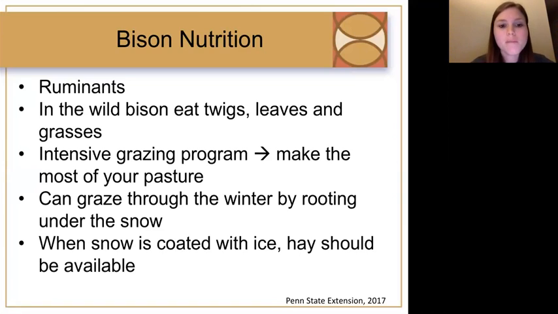In the wild, bison eat twigs, leaves, and grasses. So you can have an intensive grazing program with bison so you can really make the most of your pasture. And they can actually graze through the winter by rooting under the snow. Typically in the winter, if you have grasses that grow a little bit higher, that would be ideal, but they can graze under the snow. However, when the snow is coated with ice, you need to provide hay because they can't root up under it and get to that pasture. So hay should be available in that situation.